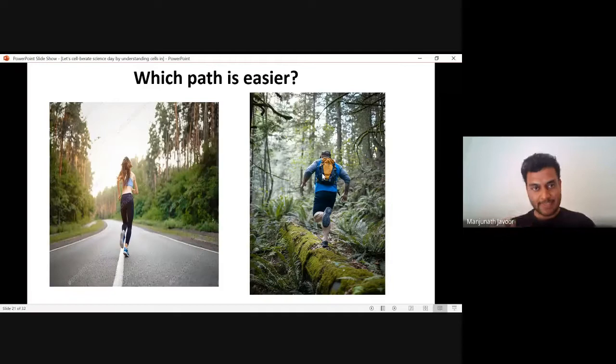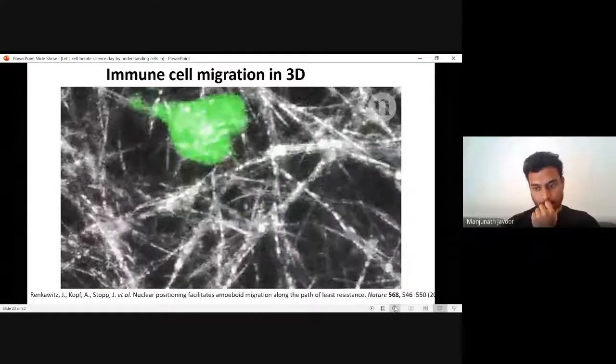A similar thing happens in our body. When the cell is inside our body, it's like a mess. There are a lot of things it has to cross through. That's why the cell cannot move straight. There are no straight paths inside the body. So it has to squeeze through, take different paths and find which is the easier way. Understood? Okay, cool.